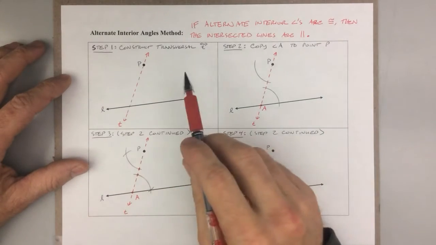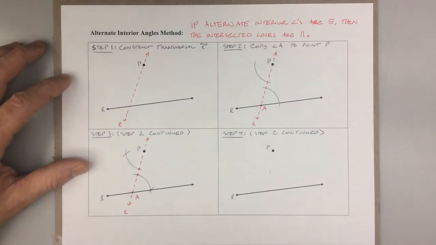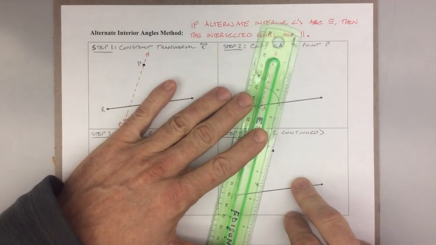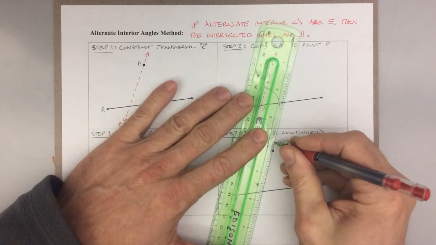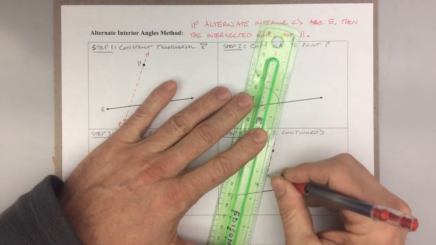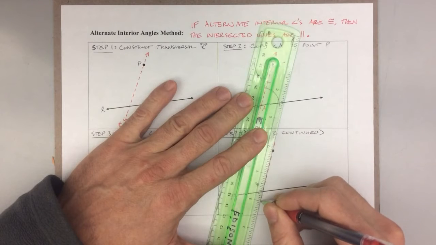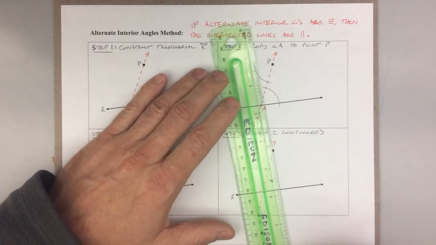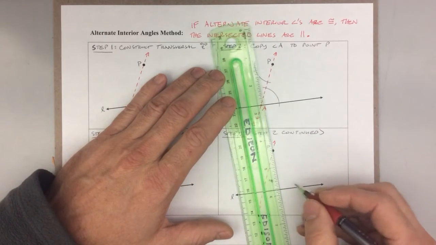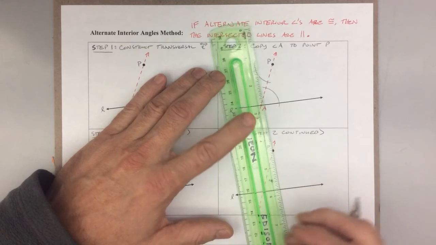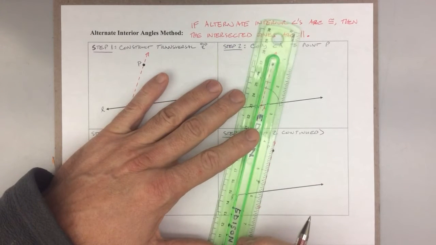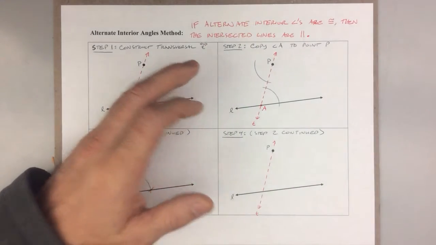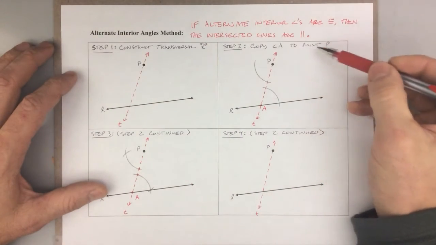So our step one here then is to construct transversal T. I'll go ahead and do all these steps on step 4 so you can see them. This is my step 1, to construct this transversal line, and it can go anywhere. I typically try to make it not perpendicular to the original line, because then sometimes it's hard for me to tell which angle should be copied. So I like having it at a little bit of an angle, but the exact angle doesn't matter. That's transversal line T. Next, step 2 is to copy angle A to point P.